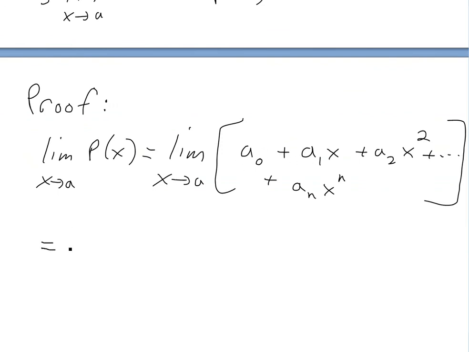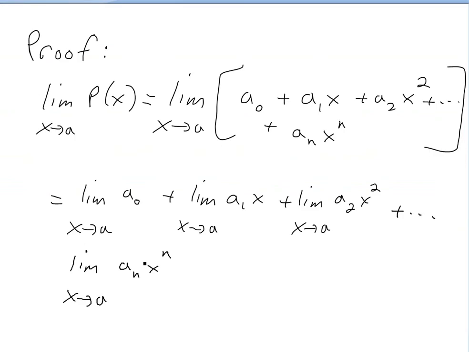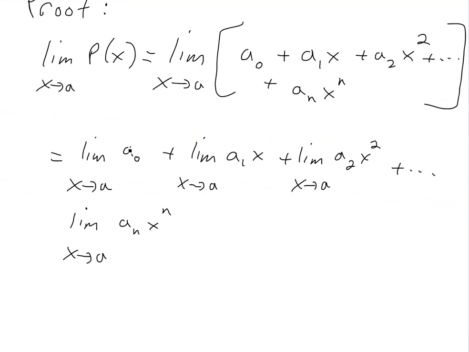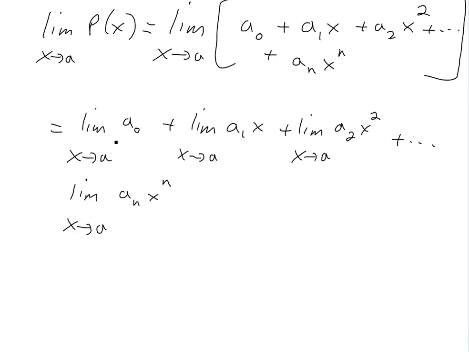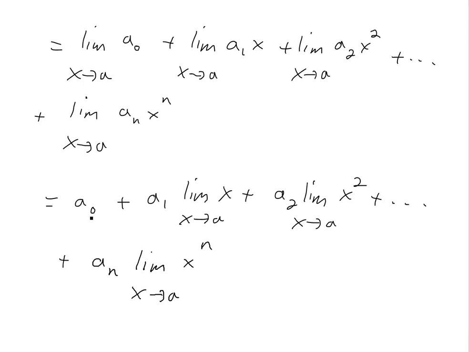Using a limit law, we can break this apart: the limit of this sum is just the sum of all these limits. And for all the constants, we can just take them out, so they stay as constants. So this is going to be a0 plus a1 times the limit as x approaches a of x, and similarly for all of these. So we get something like this, with all the constants out and the limit of each power of x.